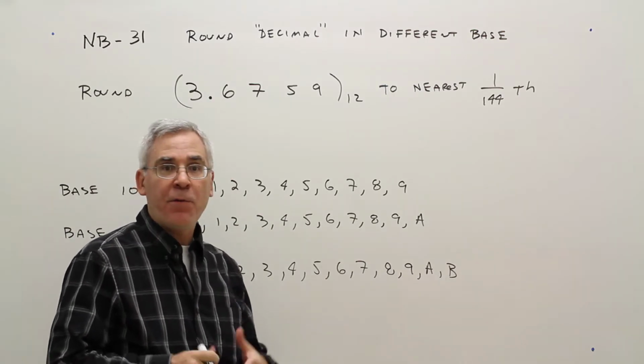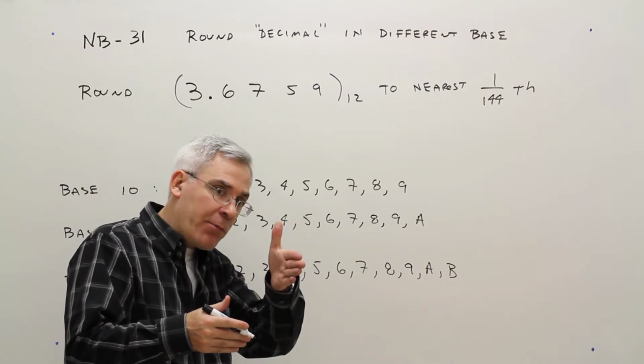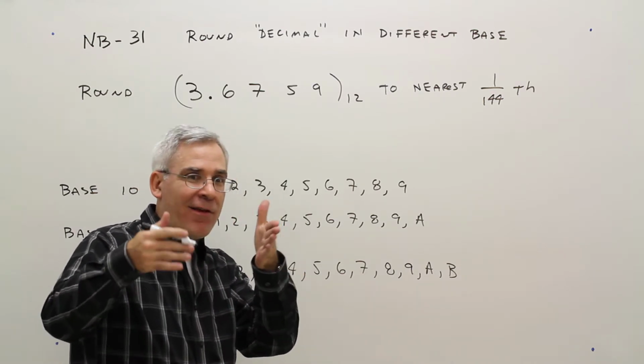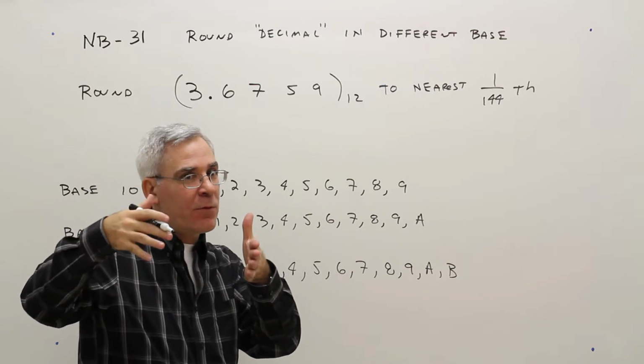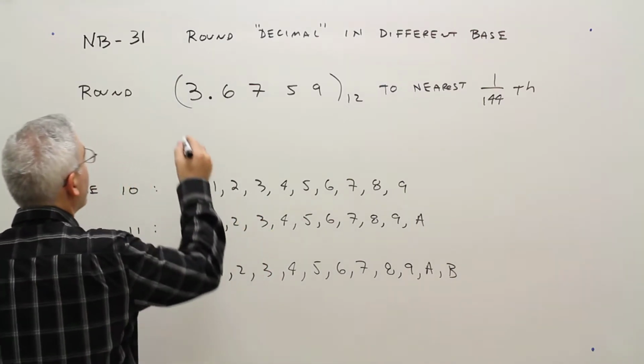All right, so first we've got to identify what the place values are, find the 1/144th, go to the right column, and decide if that's big enough to warrant rounding up or not. All right, so first let's identify the place values.